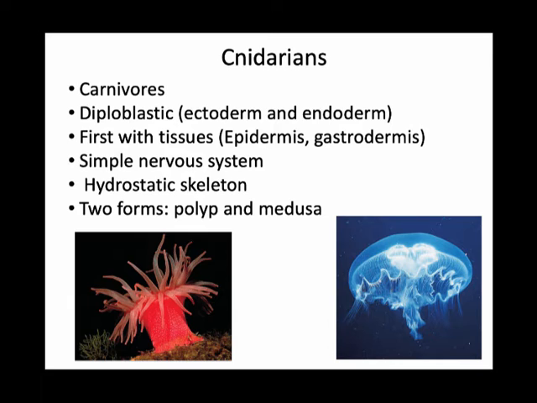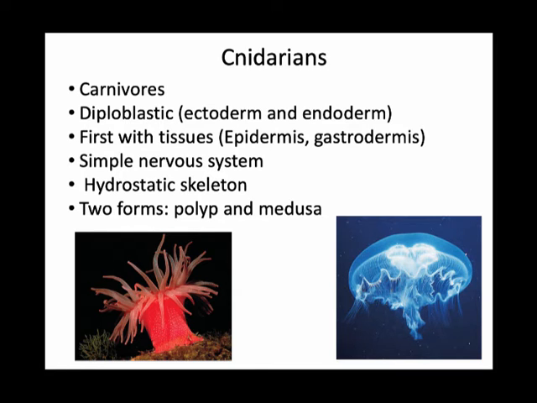They're also diploblastic. They have an ectoderm and an endoderm layer. That endoderm layer is the one that surrounds the gastrovascular cavity, while the ectoderm layer is the outer layer of the organisms. They're also the first ones to have tissues, organized cells performing a function. They have a simple nervous system and a hydrostatic skeleton. Here we see the two classic examples of a polyp form and a medusa form.